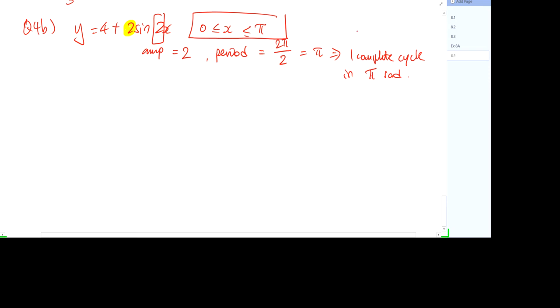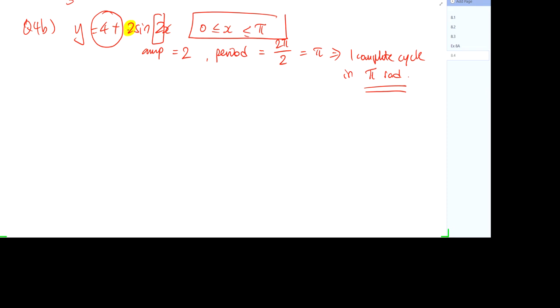How many cycles are we expecting to draw from 0 to pi, given that one complete cycle is pi radian? One only. Okay, one complete cycle takes pi. We only want to draw up to pi, that means it is one complete cycle. And we all know the shape of a sine graph. But there is a plus 4 over here. What does this plus 4 do to our graph? Okay, it changes the max and min point, but collectively speaking, what does it do to the graph? Shift the graph up by 4 units.